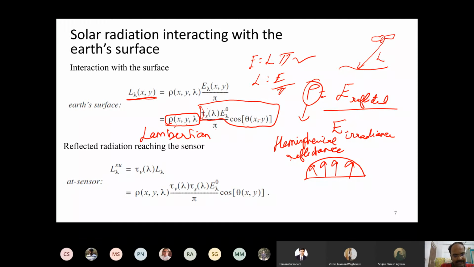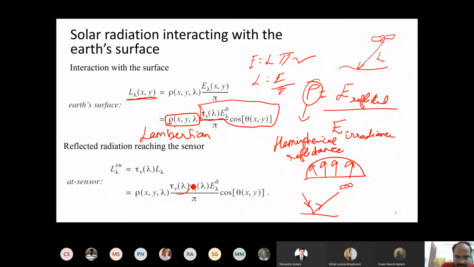What we have seen is we have just calculated what is the incoming solar energy and what fraction of incoming solar energy goes back. So incoming solar energy is some amount multiplied by hemispherical reflectance divided by pi, assuming that the surface is Lambertian. Okay. Now the energy has reached the surface and been reflected back. Now again the energy has to travel through the atmosphere once more before reaching the sensor.